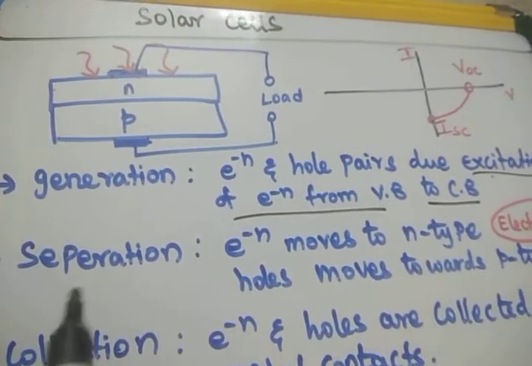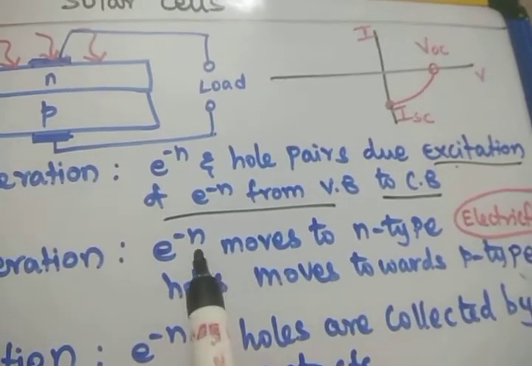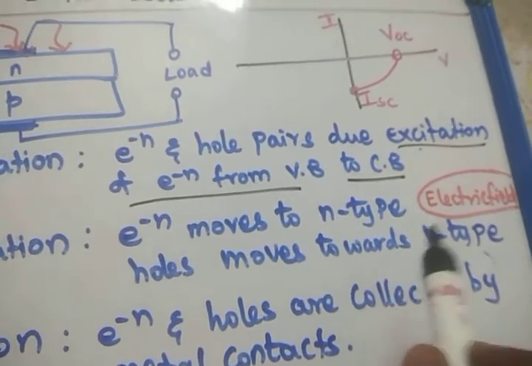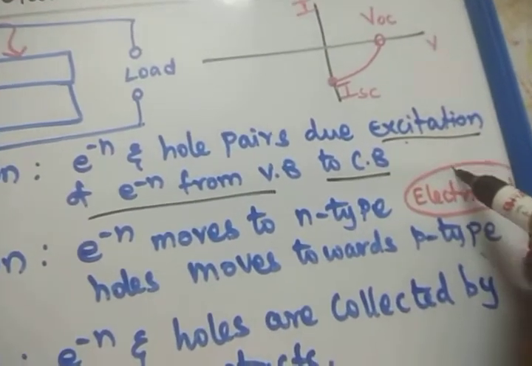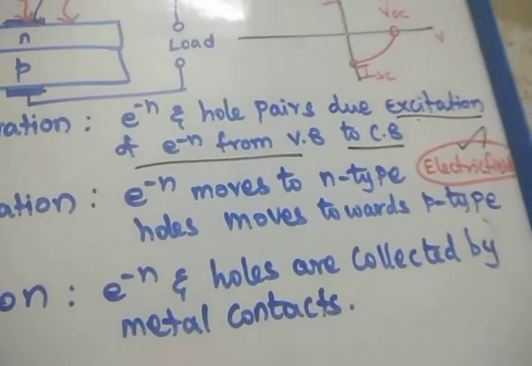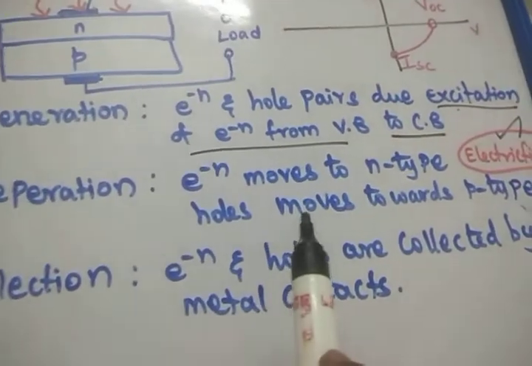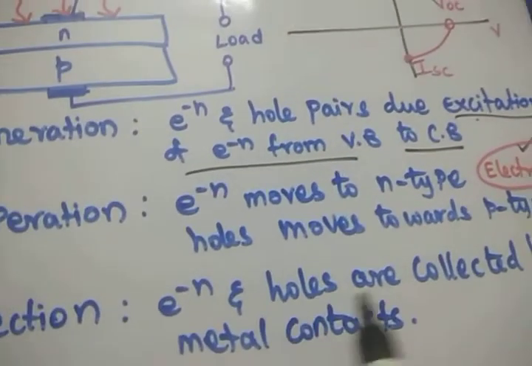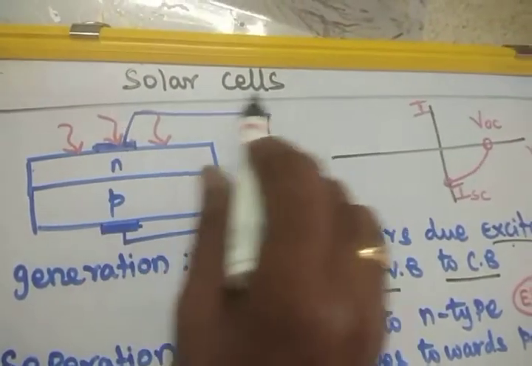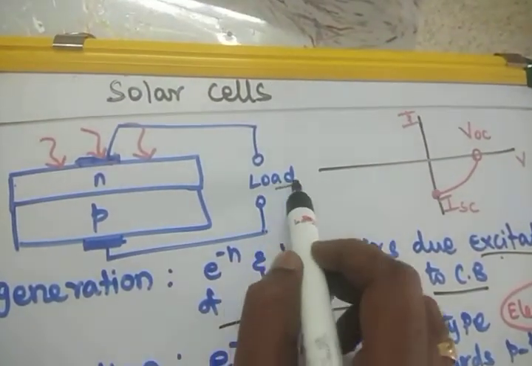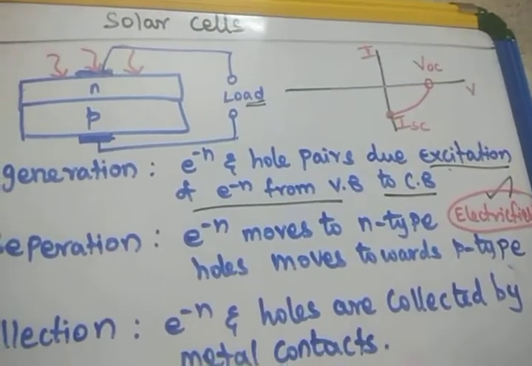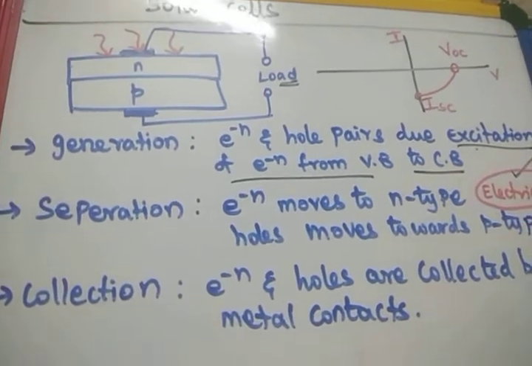Then these generated electron-hole pairs are separated: electrons move towards the n-type and holes move towards the p-type of the semiconductor. That means an electric field is created, that is, voltage is developed. This separation of charges is called the field. Then collection: the electrons and holes in the n-type and p-type are collected by the metal contacts, and flow through the external load, stored as a voltage and flowing as a current. So generation, separation and collection.